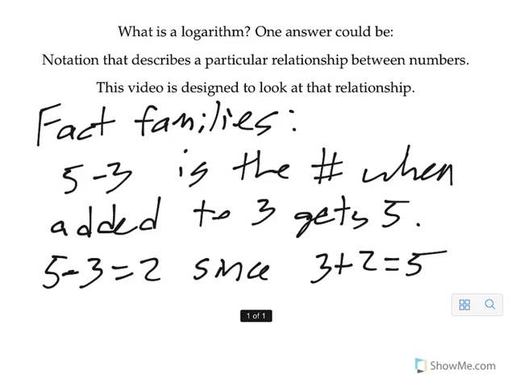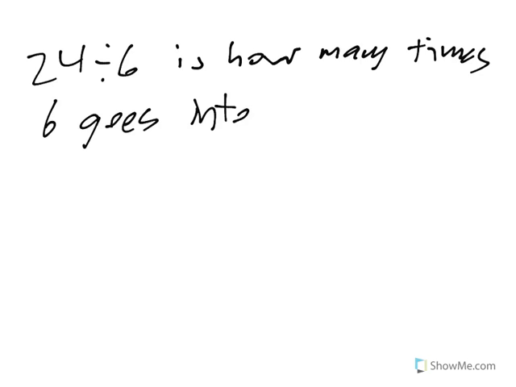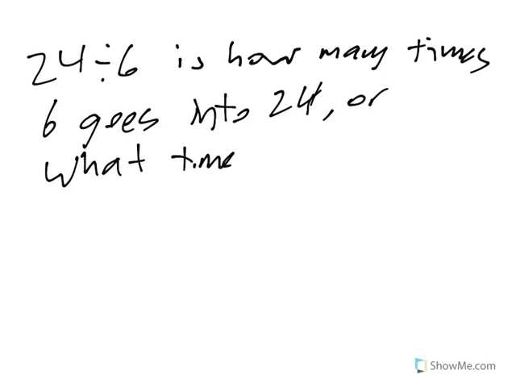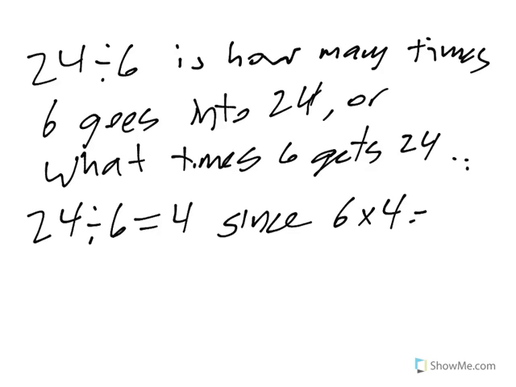So that was subtraction, and let me now look at division. So when we look at 24 divided by 6, this is how many times 6 goes into 24, or what times 6 gets 24. That's another way to look at it. So that's, in a certain way, why 24 divided by 6 is 4, because it's 6 times 4 that gets 24, and that fact family sort of gives you the sense of what the division means in a way.